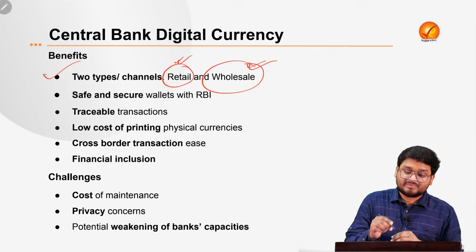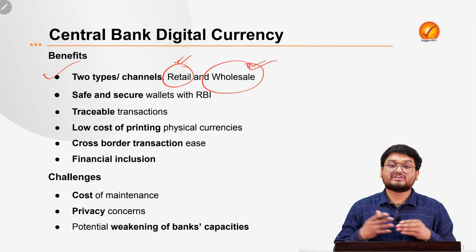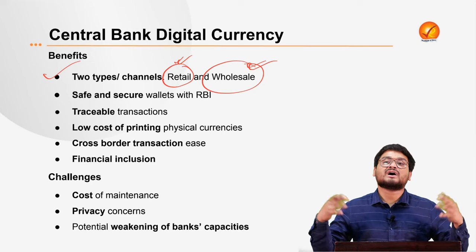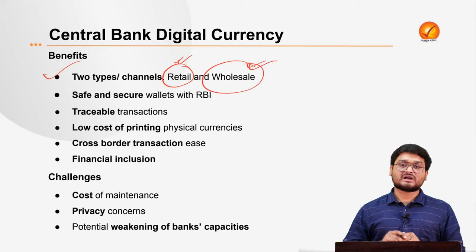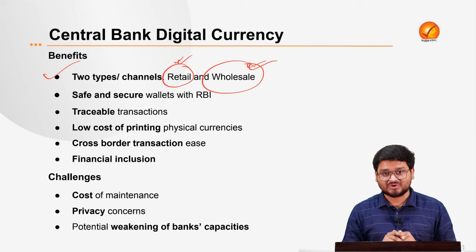Now there is another kind of stakeholder also, wholesale, such as banks and sometimes even the state governments and so on, who transfer or use money in very large volumes. So the first benefit is that the RBI has identified two different channels for better efficiency of this network.